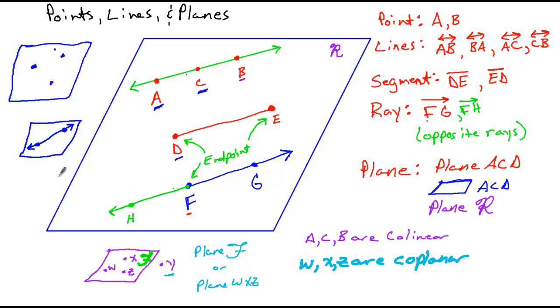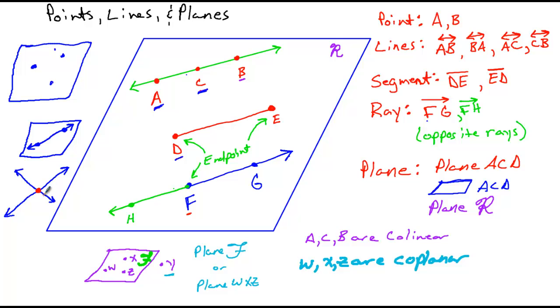The fourth postulate says that 2 lines intersect. So if 2 lines intersect, then they intersect in exactly 1 point. Okay, if 2 lines intersect, then they intersect in exactly 1 point.